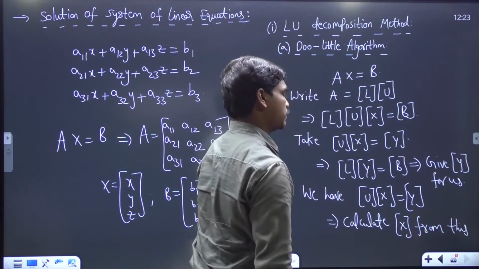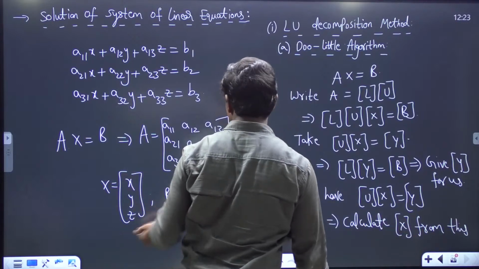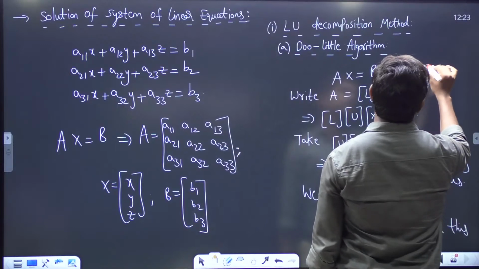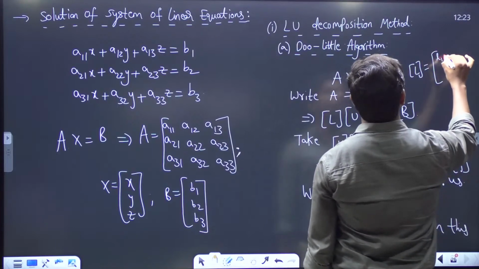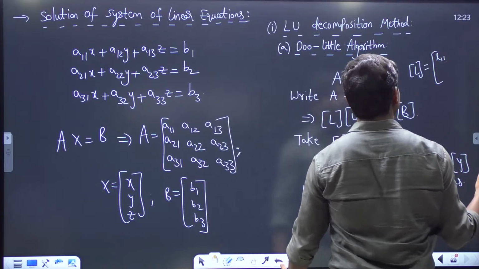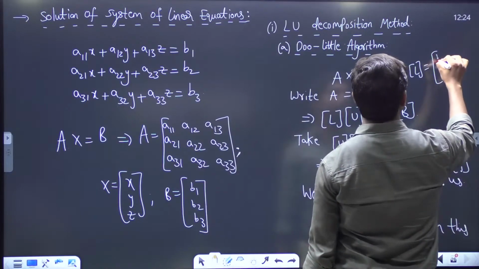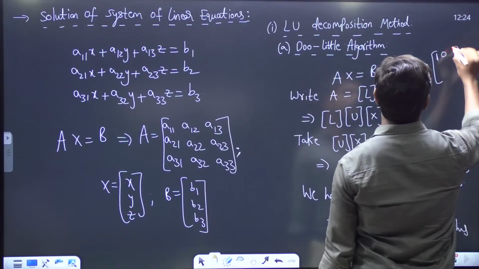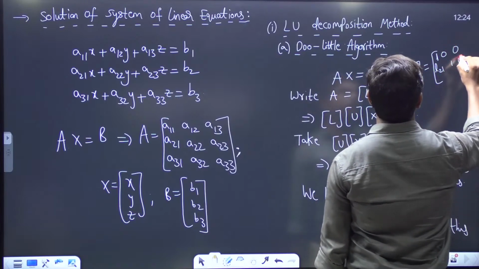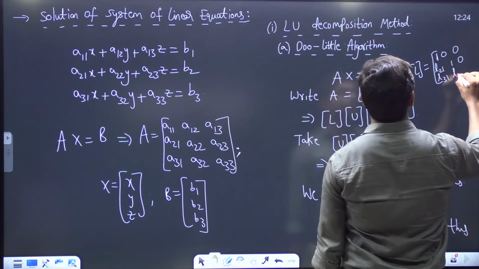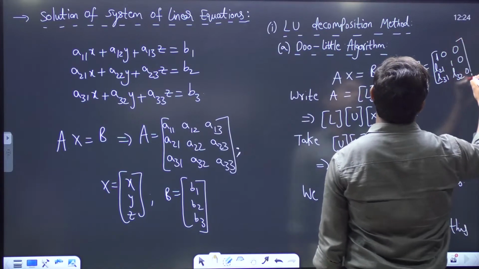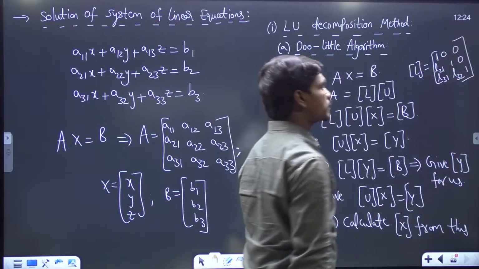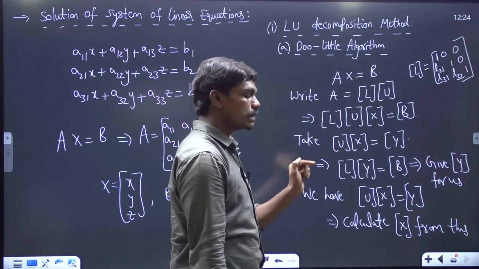Okay, so calculate X from this, and this X is the actual solution that you need. And of course, when defining this lower triangular matrix, we'll define something like L11. In the Doolittle algorithm, we take the principal diagonal elements of the lower triangular matrix to be 1. So 1, 0, 0, L21, 1, 0, L31, L32, 1. Okay, so this is how you will assume a lower triangular matrix with all principal diagonal elements as 1.